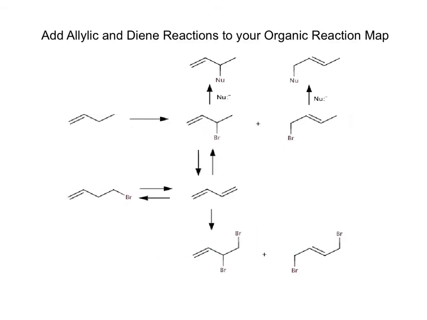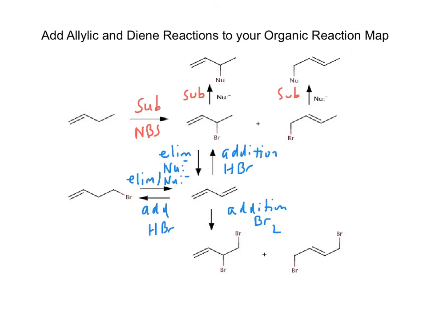So add these diene reactions to our organic reaction map. So stop the video and identify the reaction type and the reaction conditions for each reaction. So here are the answers. So remember to identify the structural features, and that will help you determine the reaction type and the reaction conditions.